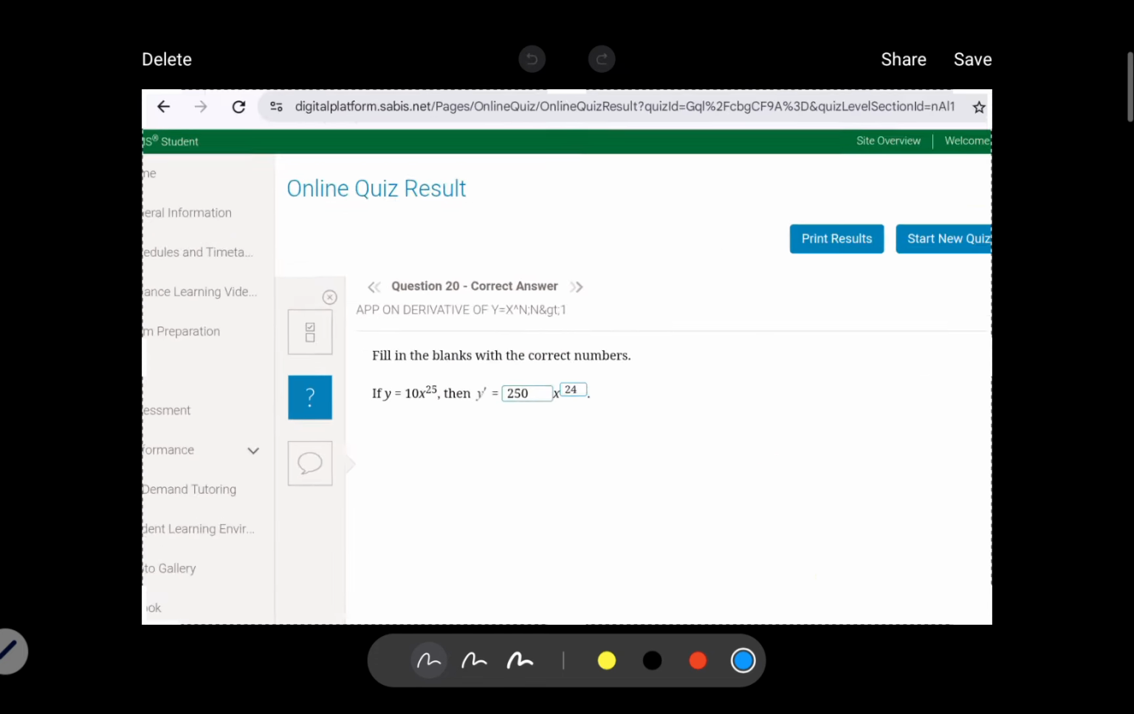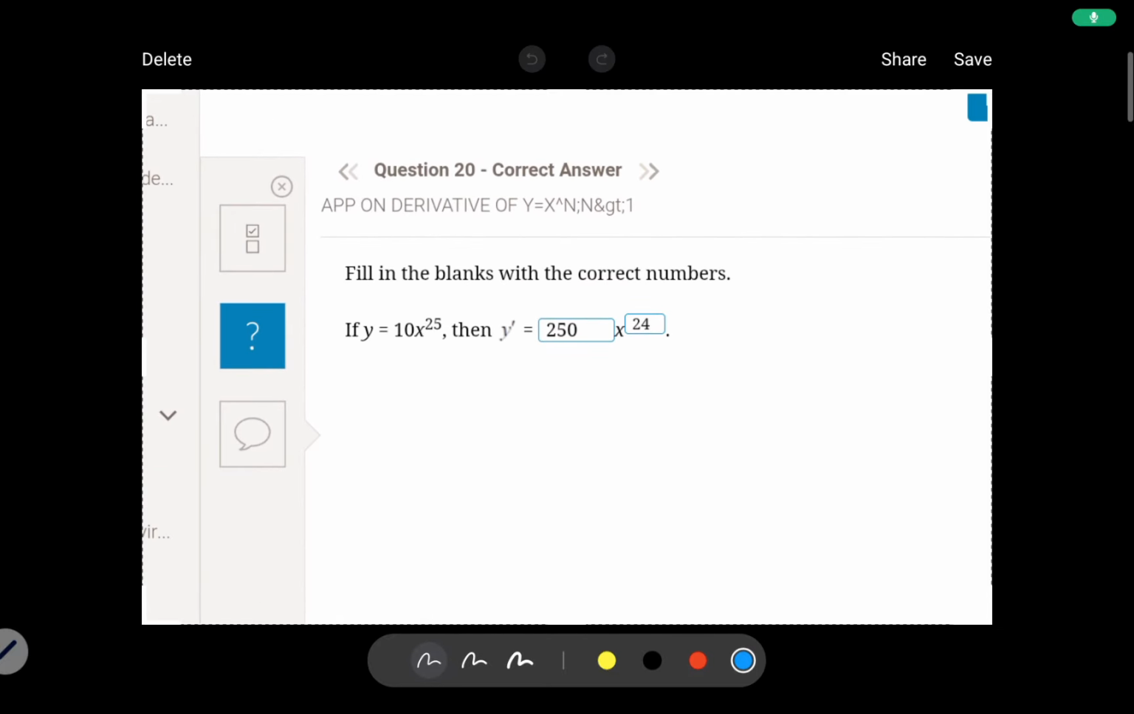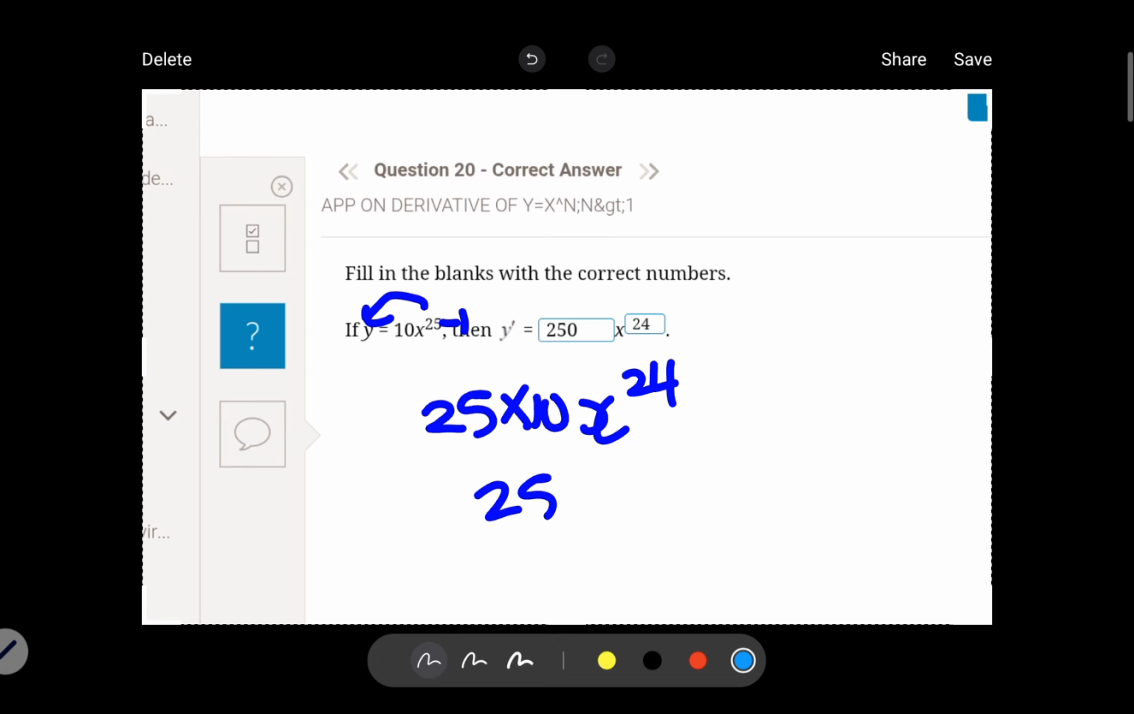That's it. Okay, this one is the same as a question that I did before. You're going to move this down, and then you minus this by 1, so 25 times 10, and then x to the power of 24. So 250, and then x to the power of 24.